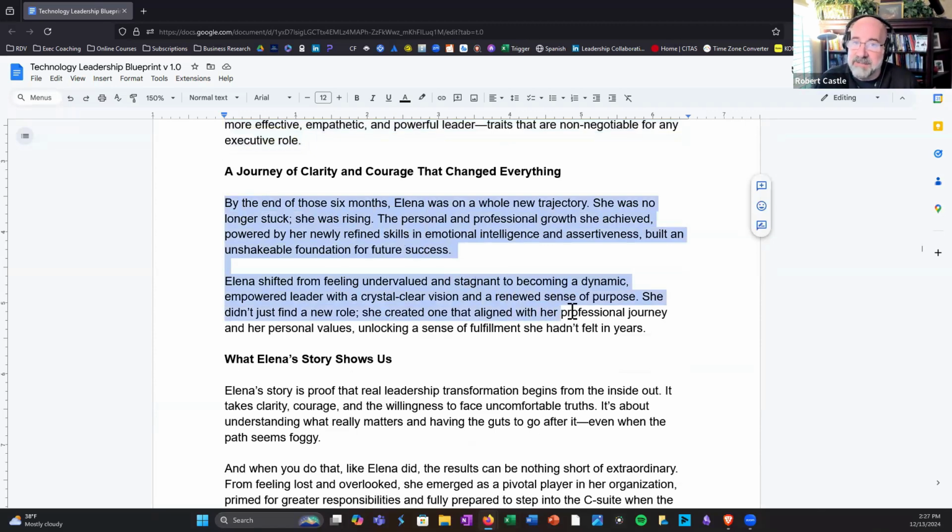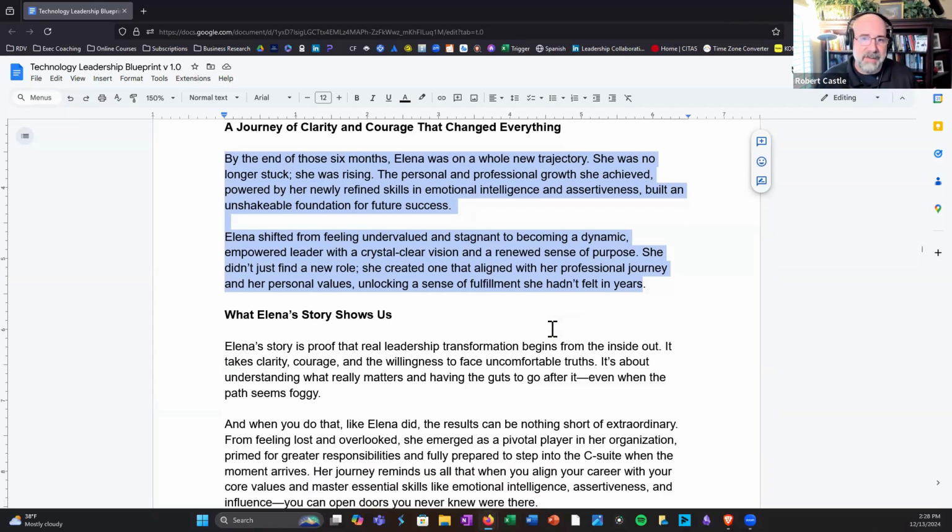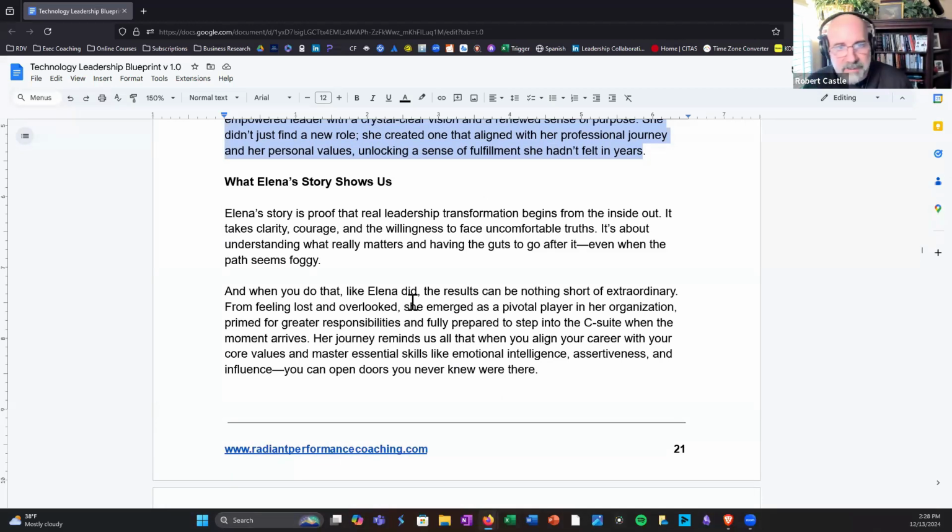By the end of these 6 months, Alina was on a whole new trajectory. She was no longer stuck, she was rising. The personal and professional growth she achieved, powered by her newly refined skills and emotional intelligence and assertiveness, built an unshakable foundation for her future success. She shifted from being undervalued and stagnant to becoming a dynamic, empowered leader with a crystal clear vision and a renewed sense of purpose. She didn't just find a new role, she created one that aligned with her professional journey and her personal values, unlocking a sense of fulfillment that she hadn't felt in years.